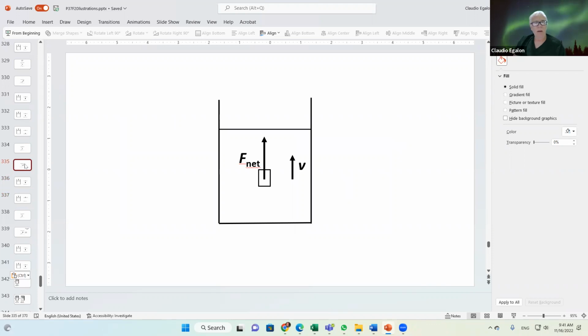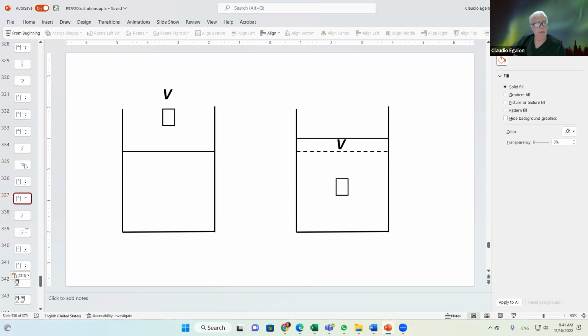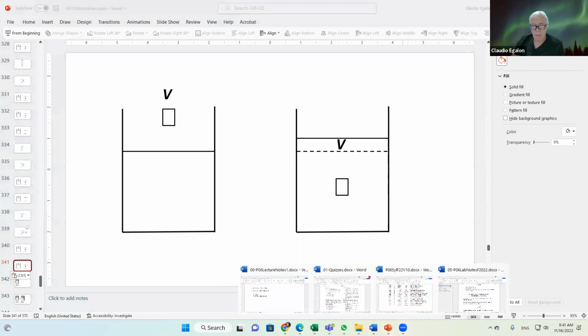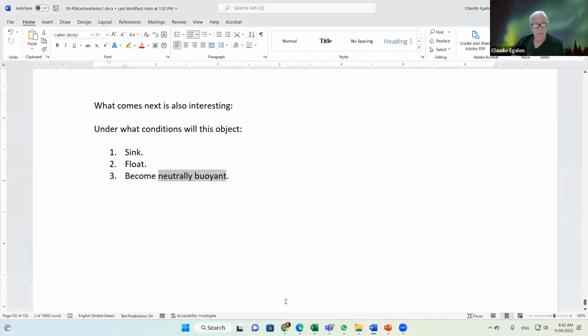In the case of the sinking object, the pressure increases downwards. Now, based on those ideas, we can come up with some pretty neat conditions to achieve neutral buoyancy, to float, and for an object to sink. Mathematical conditions, okay? So here you go.